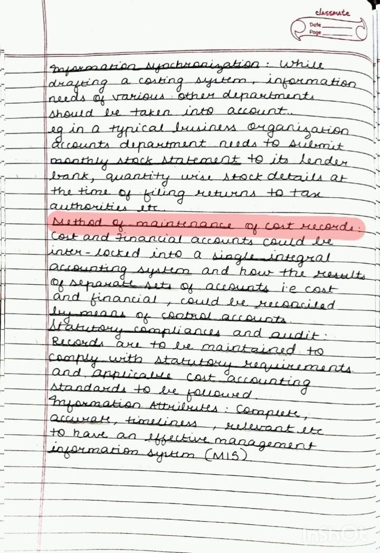Method of maintenance of cost records. The manner in which cost and financial accounts could be interlocked into a single integral accounting system, and how the results of separate sets of accounts, that is, cost and financial, could be reconciled by means of control accounts.